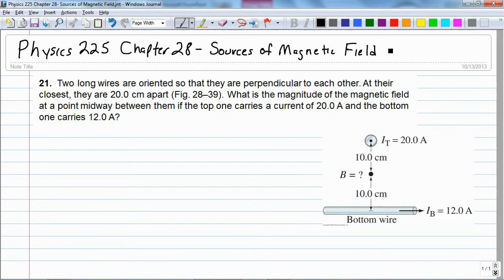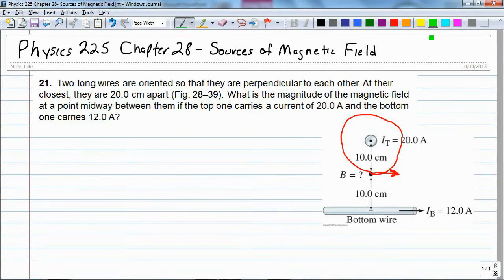Well, let's look at the direction of our magnetic field. In the case of the top wire, the current's coming out at us, so using the right hand rule, I have a current going counterclockwise, which means that at this point, this field is pointing to the right.